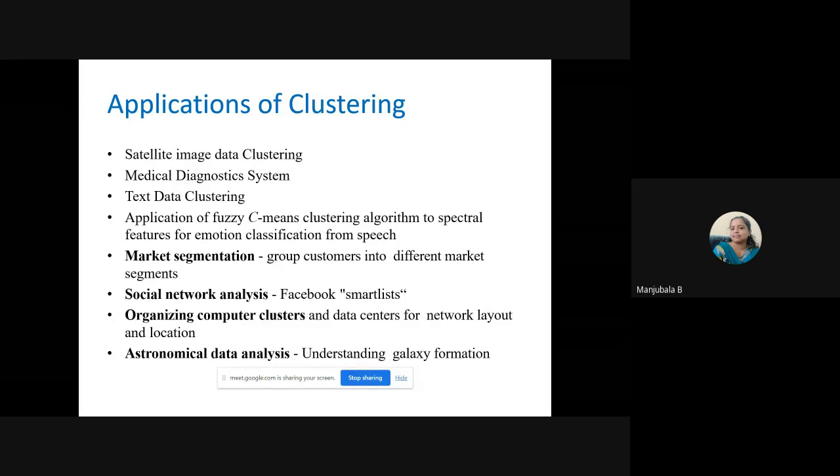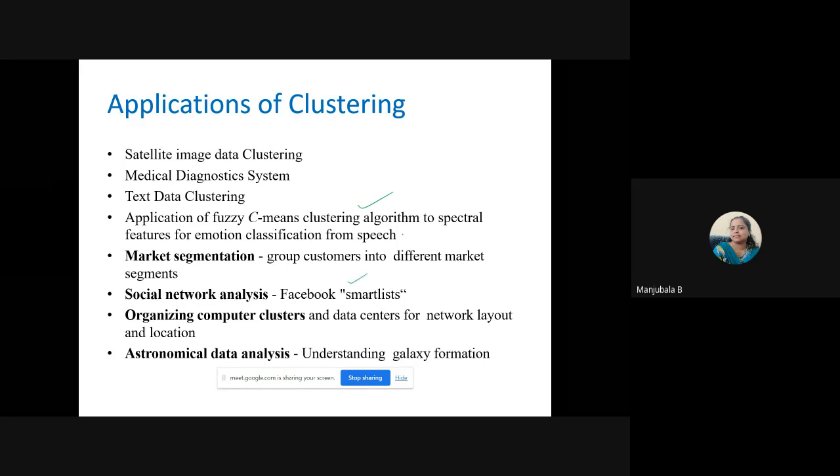So for your domain, if you have a data set and you want to apply an unsupervised learning mechanism to cluster the data, then depending upon your data set, you find a suitable clustering approach and you can cluster your data. These are some potential applications of clustering: satellite image data clustering, medical diagnostic systems, text data clustering, image clustering, emotion classification from speech, and market segmentation. I have listed these from various domains only, so for your particular domain, we can find out what the applications of these clustering approaches are.